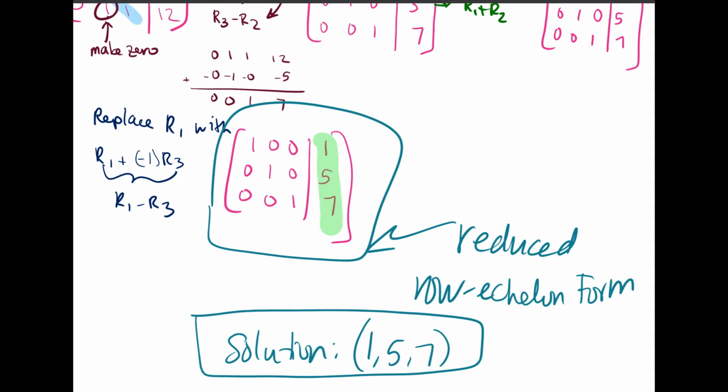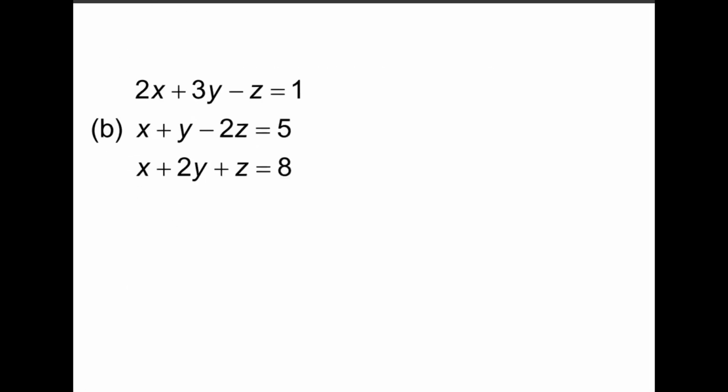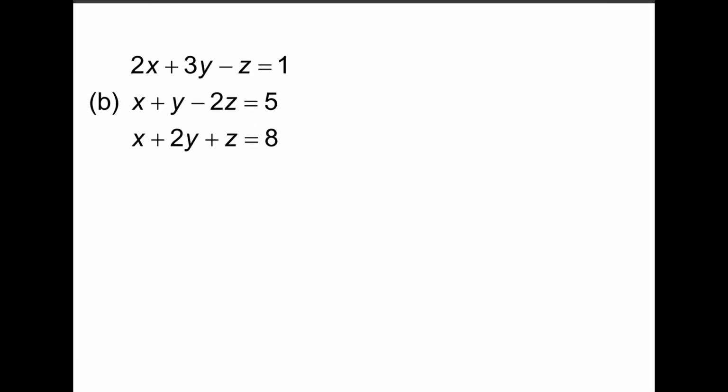All right, so special cases are when the matrix C cannot be written in row reduced echelon form. It either has no solution or infinitely many solutions. So many solutions. Okay, so we're going to go through part B because it's shorter. Then I know we can at least finish it. So special cases, they either have no solution or infinitely many solutions. So we're going to use the method we just did. So first step is to write an augmented matrix.